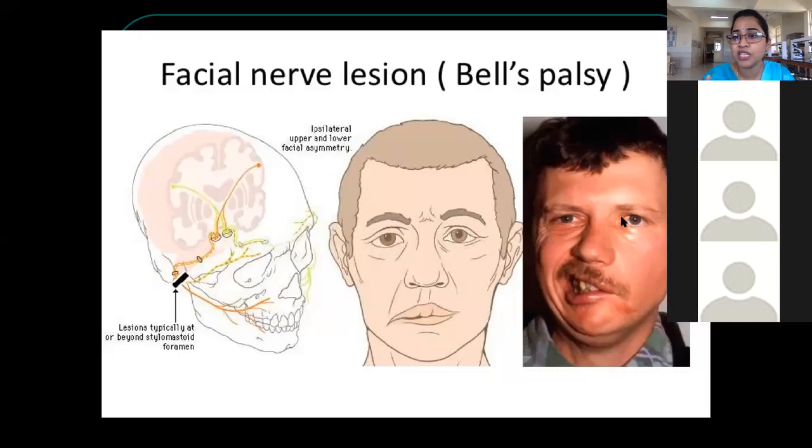Now, how do you know which is ipsilateral or contralateral paralysis? How do you know whether it is upper motor neuron injury or lower motor neuron injury? If the upper motor neuron is injured, the forehead is spared, because in the forehead area, both sides are innervating. Both side nerves are innervating the forehead. So the patient comes with only the lower half of the face affected.